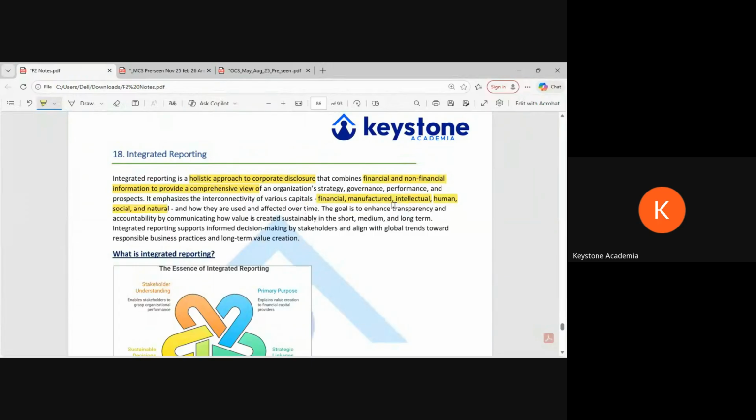The goal is to enhance transparency and to communicate how value is created sustainably in the short, medium, and long term. And ultimately, it can lead to better decision making in the business. Long term value.